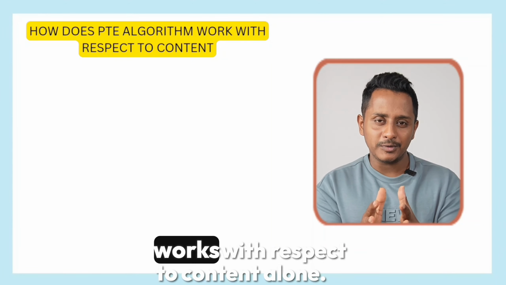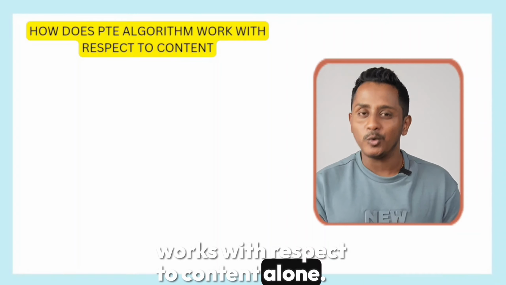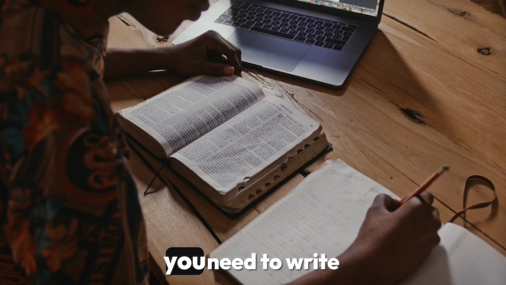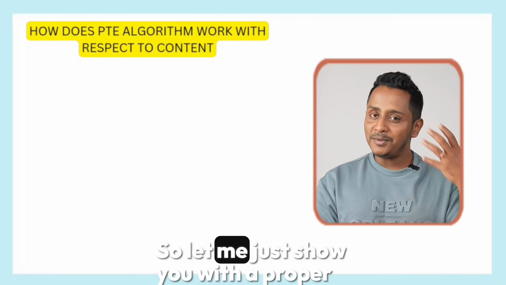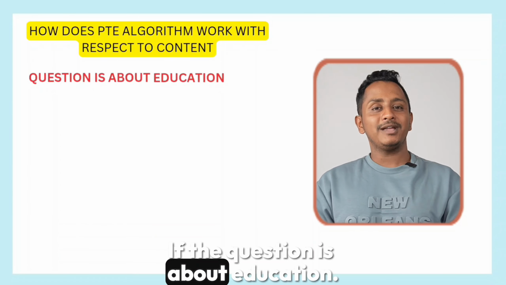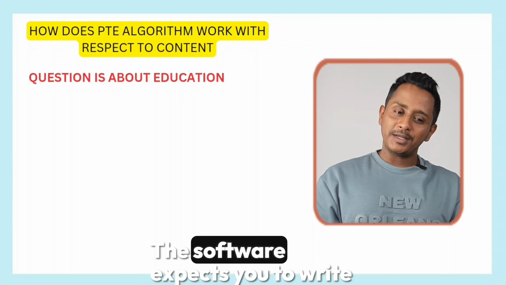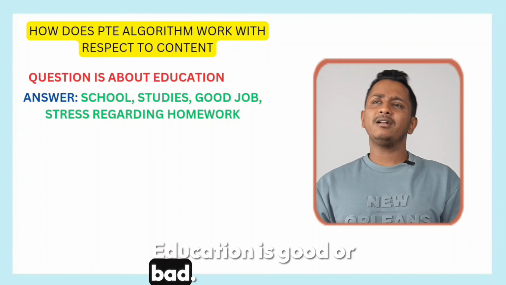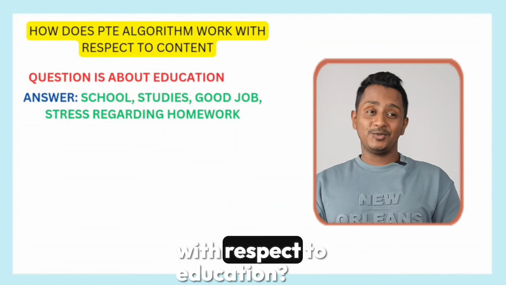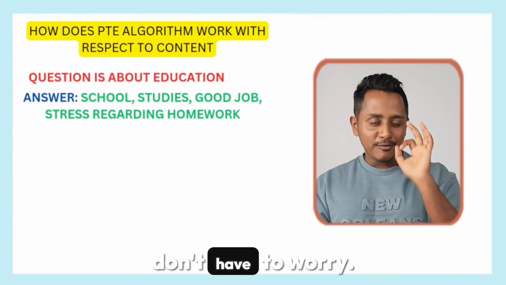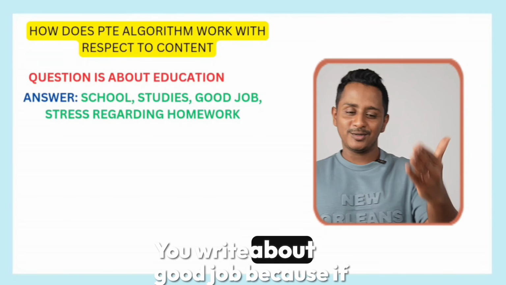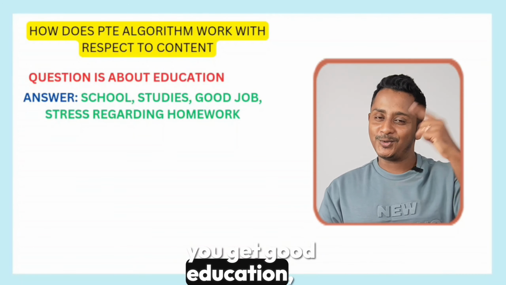So now let's understand how the PTE essay algorithm exactly works with respect to content alone. The moment I read the question, I don't get any idea. So the point is what kind of ideas you need to write so that you get better scores. Let me show you with a proper question. If the question is about education, the software expects you to write something about schooling, anything about education. Education is good or bad, should the government give scholarships with respect to education, whatever the question is, you don't have to worry. Identify the keywords. Education, the question is about education. You write about studies, you write about a good job, because if you get a good education, you get a good job.